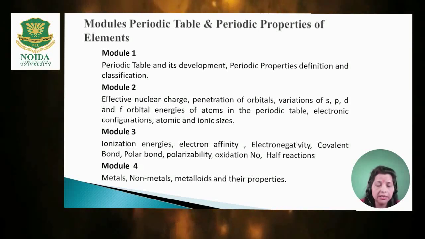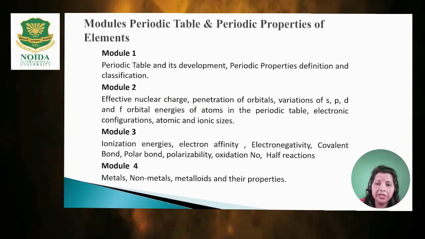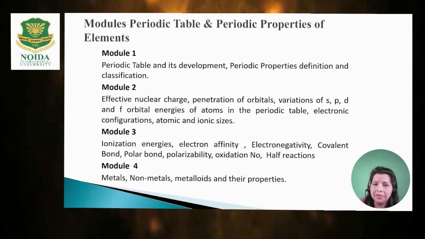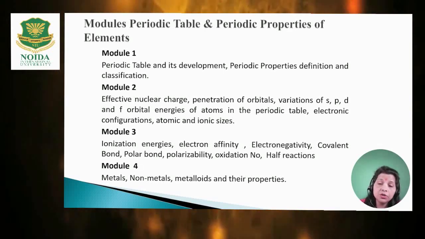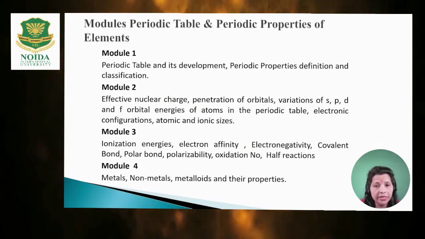Under module 3, ionization energies, electron affinity, electronegativity, covalent bond, polarizability, oxidation number, half reactions, etc. And under module 4, you will study metals, non-metals, metalloids and their various properties and applications. So this is the whole content you will study under this course. We will go one by one. Hope you will enjoy this whole course.